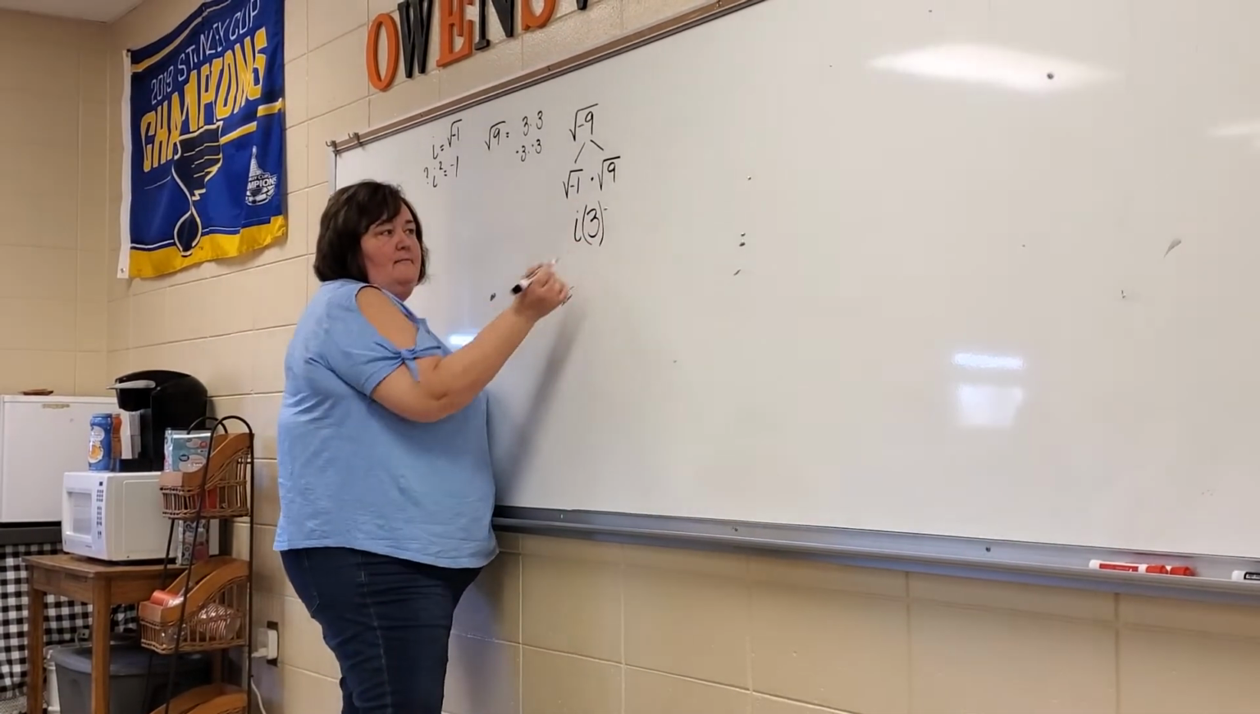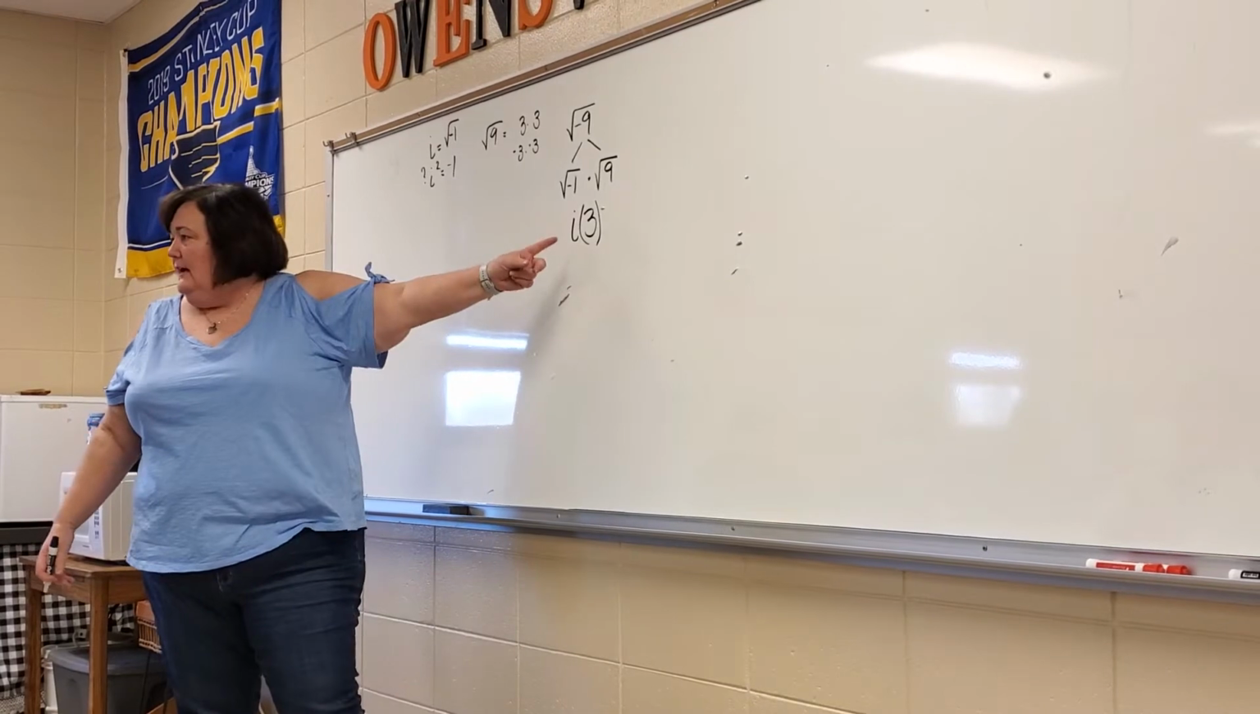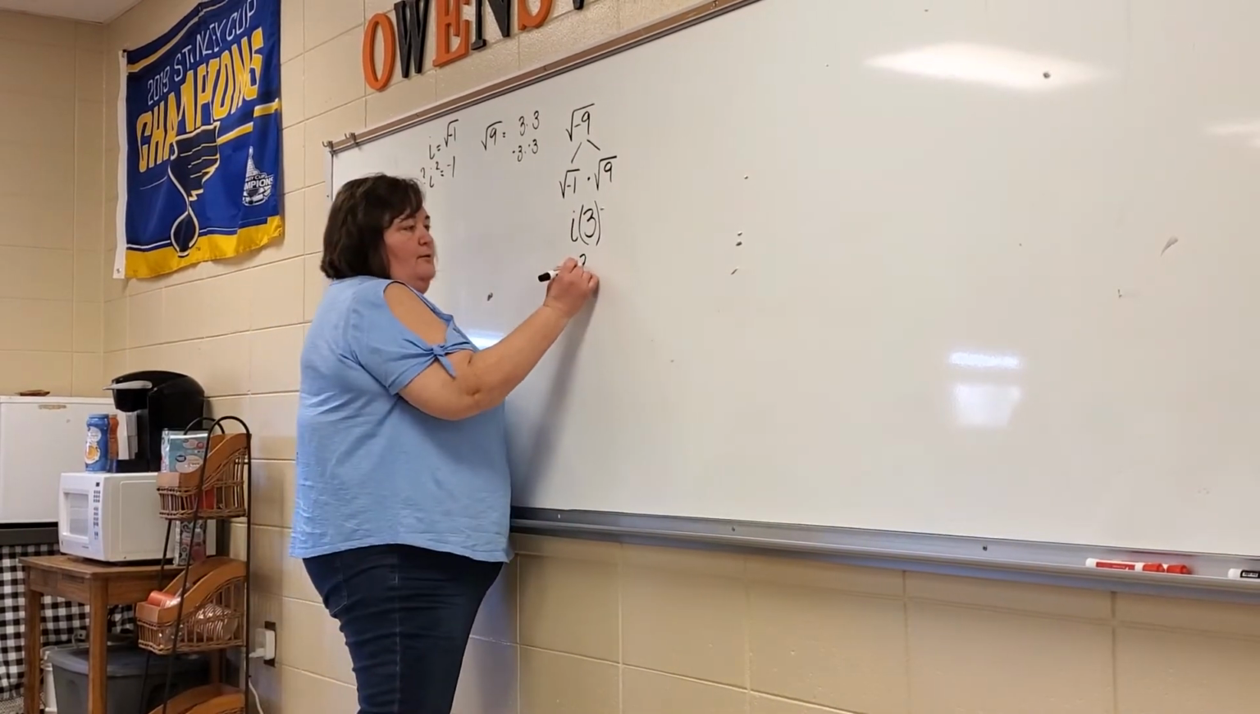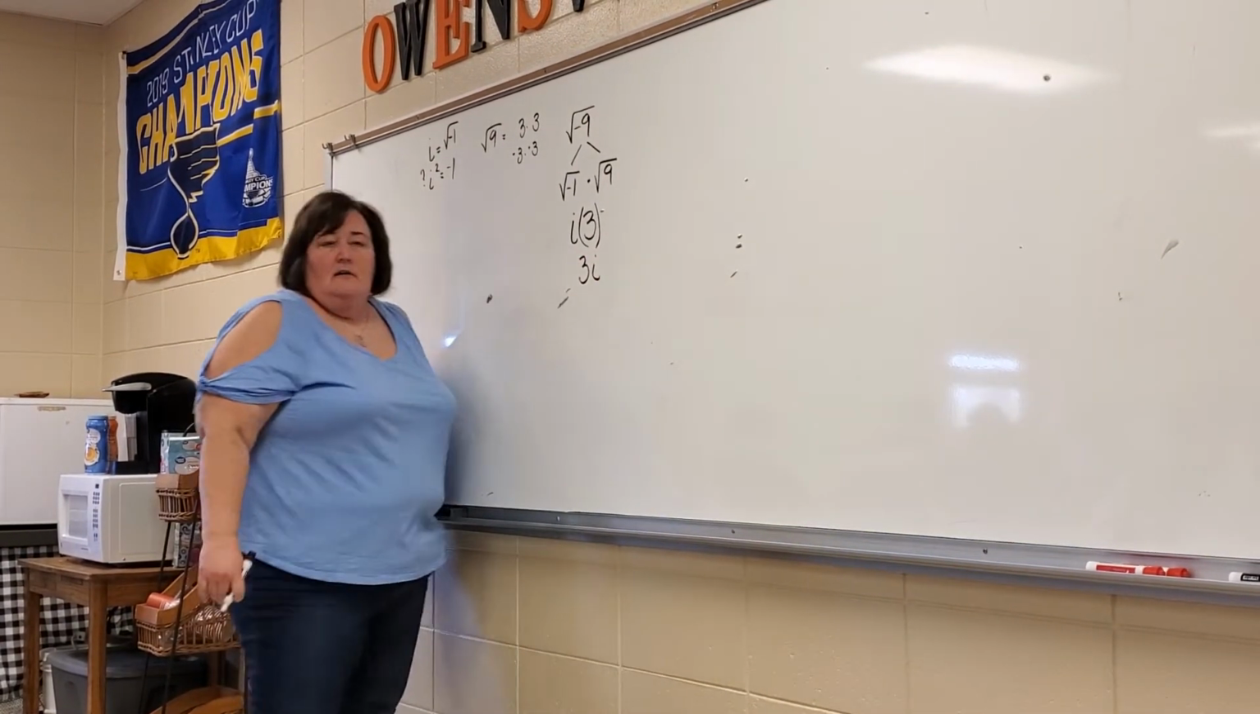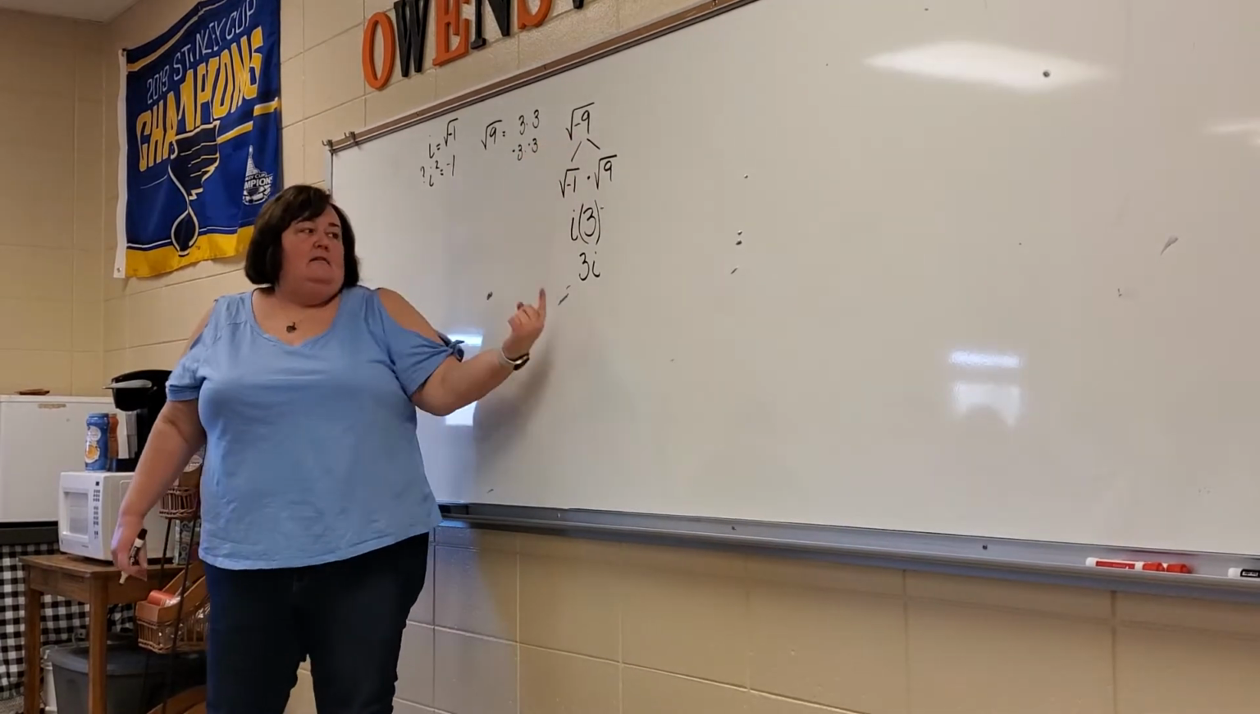3, right? Now we're not going to leave it like this. We're going to put the 3 and then the i. So the square root of a negative 9 is 3i.